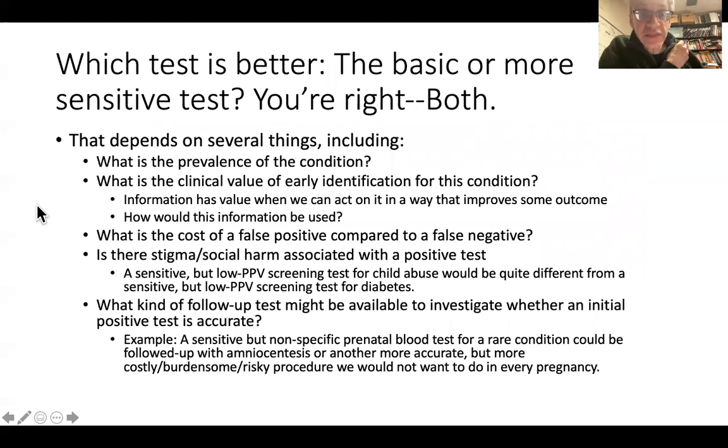Now you might say, which test is better, the one that's more sensitive and a little bit less specific, or the one that's super specific and a little bit less sensitive? And the answer is, you're right, both. A lot depends on the context, what you want to have in a screening test. One thing that matters is the prevalence of the condition, as you just saw from the graph. Secondly, what's the clinical value of early identification of a condition? Because information is valuable when it actually changes your behavior. You do something about that.